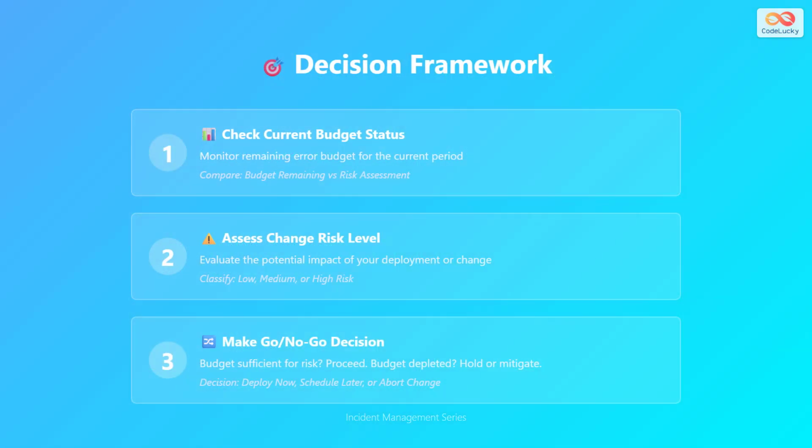Here's how to use error budgets to make deployment decisions. Step 1, check your current budget status. Monitor how much error budget remains for the current period. Step 2, assess the risk level of your change. Is this a low-risk bug fix, a medium-risk feature, or a high-risk infrastructure change? Each carries different risk exposure. Step 3, make your go or no-go decision. If you have sufficient budget for the risk, deploy. If your budget is depleted or nearly exhausted, hold the deployment or find ways to reduce risk. This simple three-step process transforms deployment decisions from gut feelings to data-driven choices.